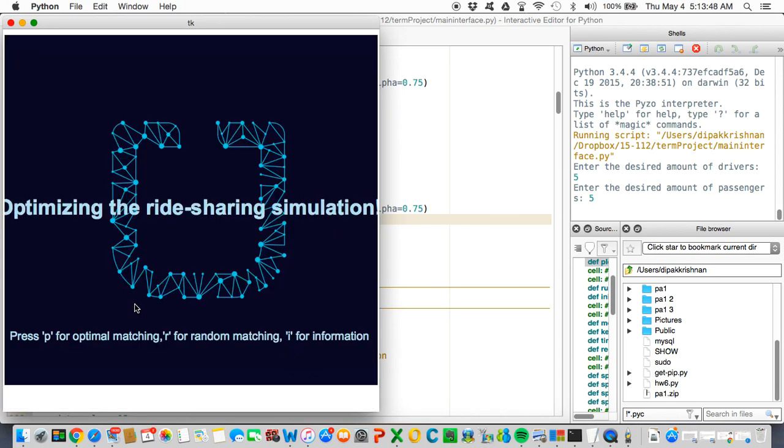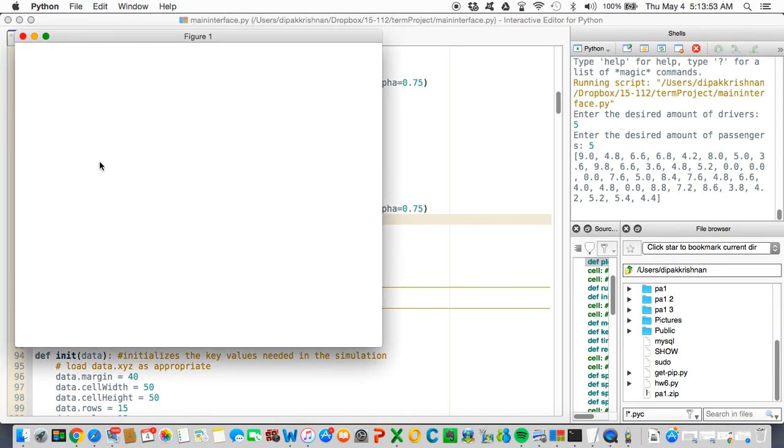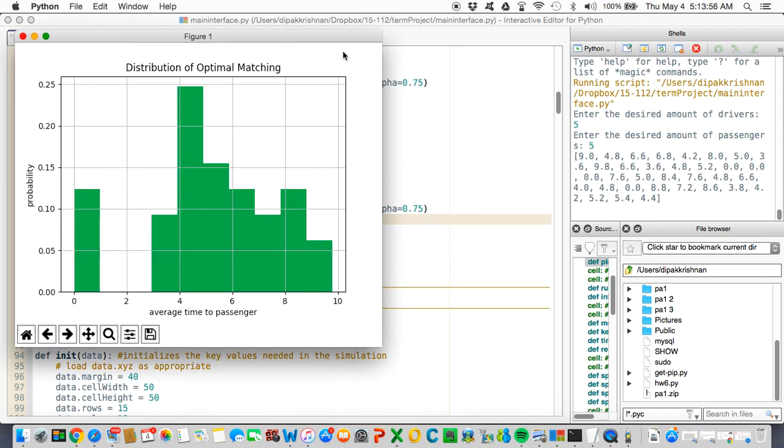Let's go back and check out the comparison between the two modes. Here's the graph for the distribution of optimal matching. On the left is probability, on the Y, and on the X is average time to passenger. As you can see here, the average wait time to passenger is centered more around the bin of 4 to 6. And statistically, the distribution of optimal matching is much more consistent in the fact that, albeit there are some outliers on the far left, most of the average times to passengers stick within a certain radius of probability.